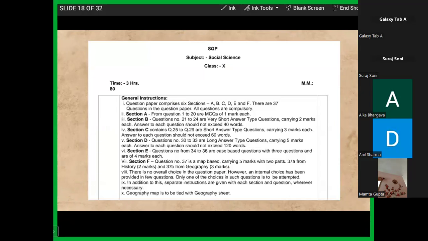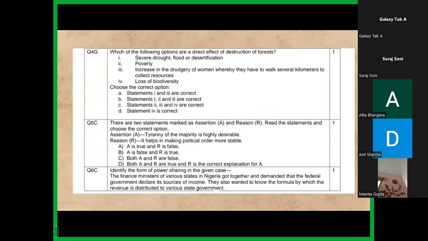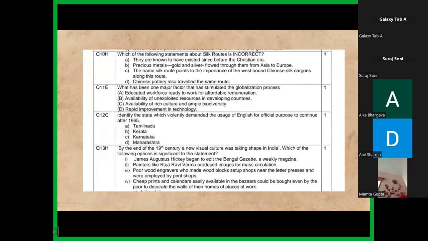And this is the SQP, which I'm sorry, probably I'll not be able to discuss, but I have shared 2 sample question papers with you, which you can see. And in case there is any query, it can be posted to me later on through Anil Sharma sir.